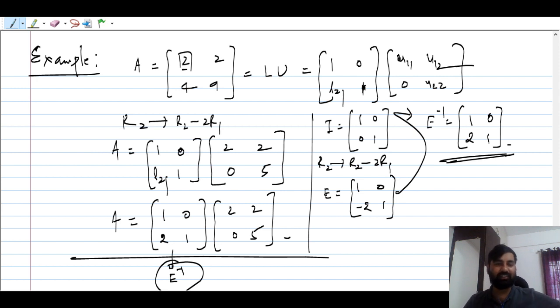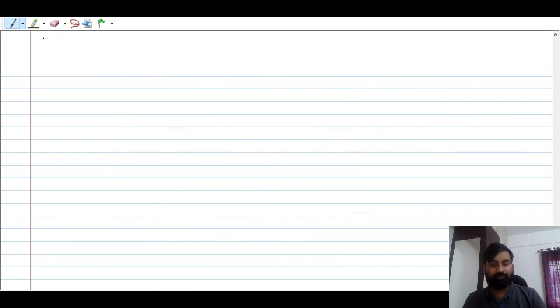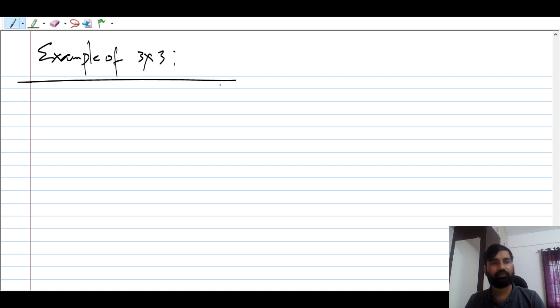Okay, so this method is powerful, right? This method is powerful that you can get. देखो 2x2 मैट्रिक्स को तो डिकम्पोज आप कर लोगे. लेट अस टॉक अबाउट 3x3 मैट्रिक्स, हाउ टू डिकम्पोज दैट. ओके, so example of 3x3 मैट्रिक्स, राइट?